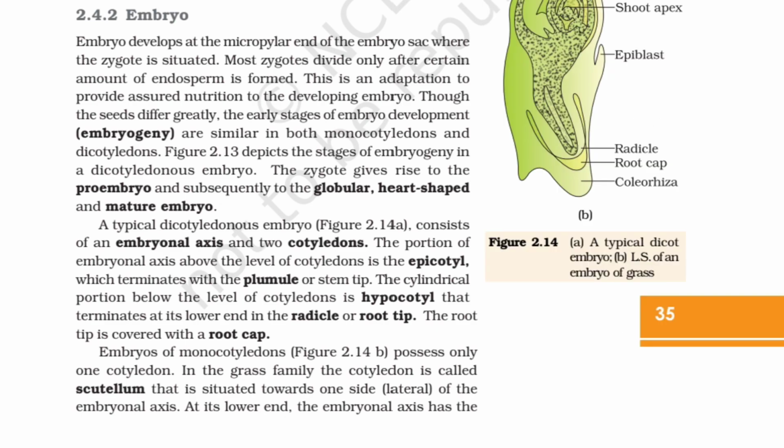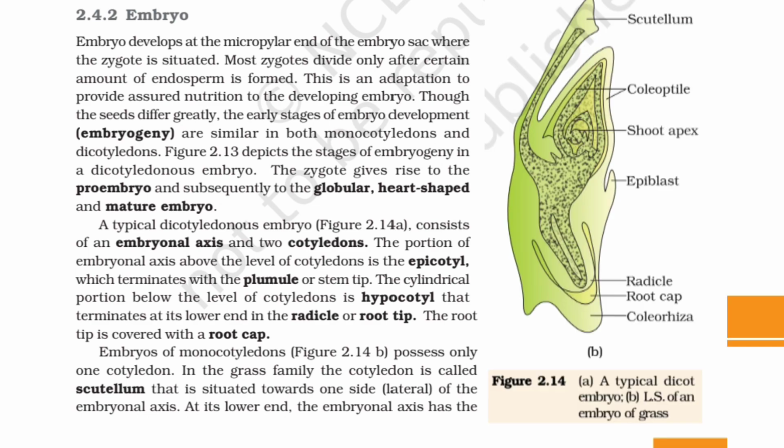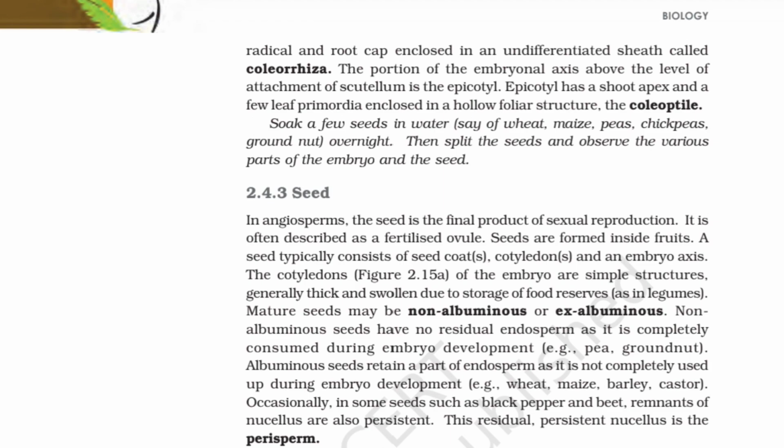Embryos of monocotyledons, figure 2.14b, possess only one cotyledon. In the grass family, the cotyledon is called scutellum, that is situated toward one side, that is lateral, of the embryonal axis. At its lower end, the embryonal axis has the radicle and root cap enclosed in an undifferentiated sheath called coleorhiza. The portion of the embryonal axis above the level of attachment of scutellum is the epicotyl. Epicotyl has a shoot apex and a few leaf primordia enclosed in a hollow foliar structure, the coleoptile.